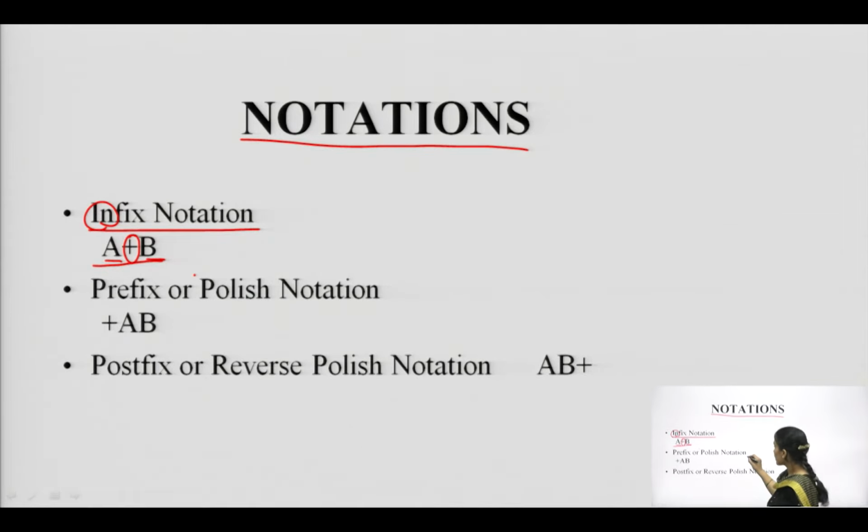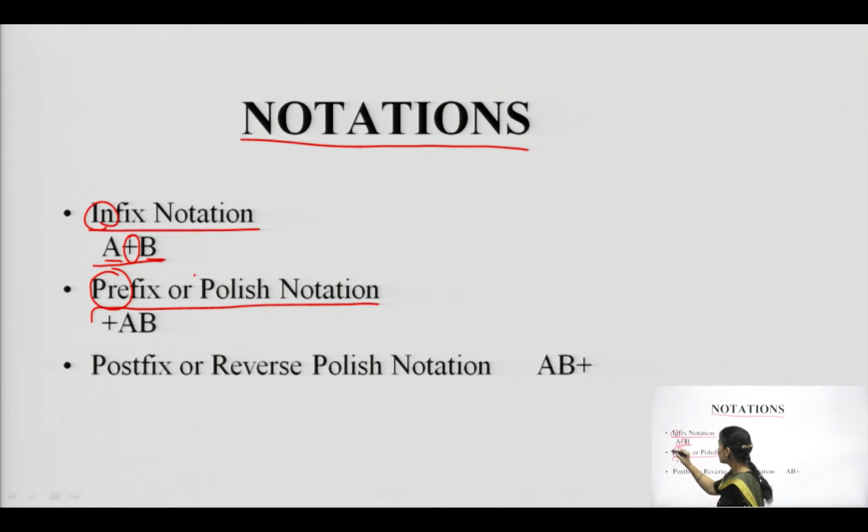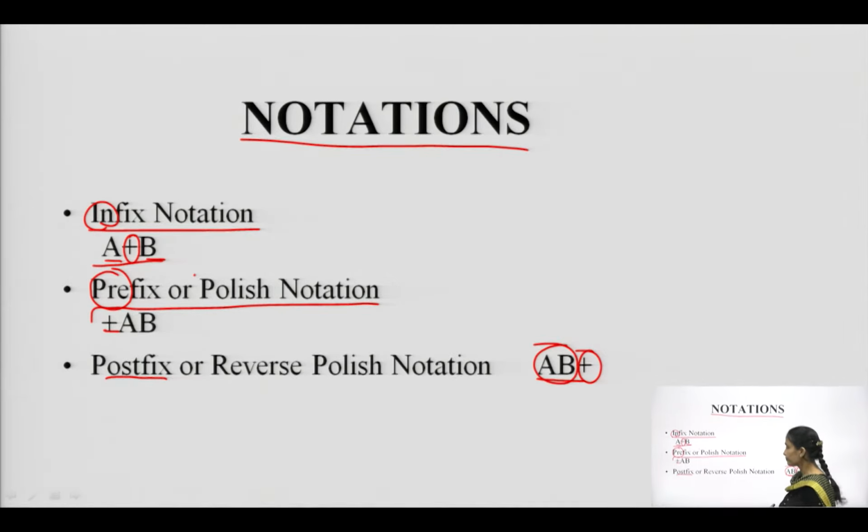Then the second type of notation, that is prefix, also known as Polish notation, as there comes pre, that means my operator will come before my operands. And the third type of notation is known as postfix notation and also known as reverse Polish notation, that is, your operator will come after your operands. This reverse Polish notation is denoted by RPN.